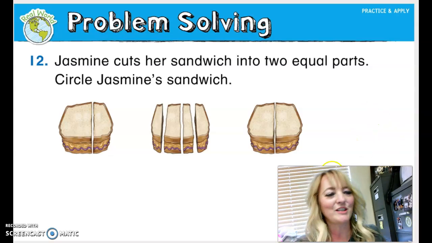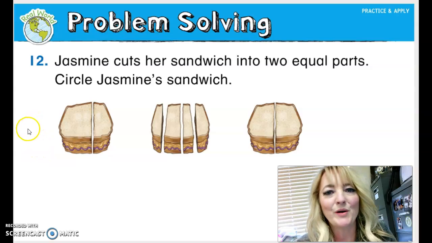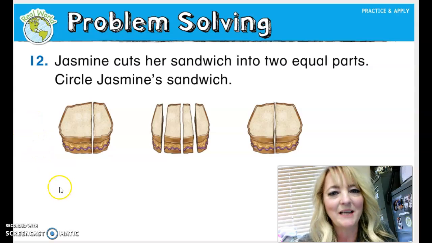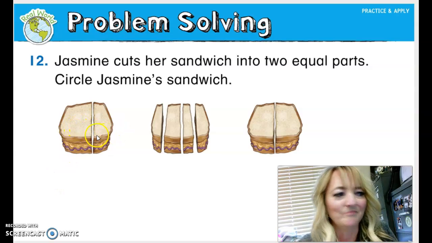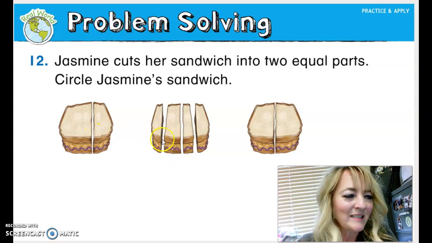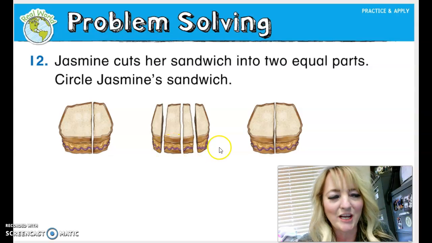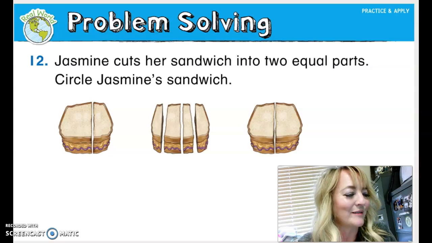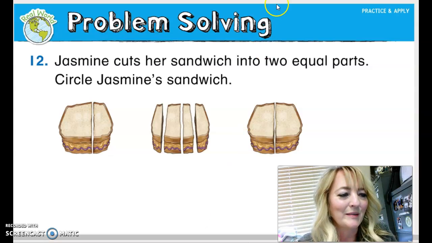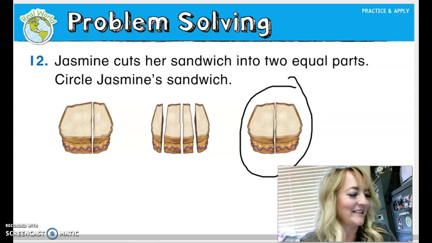Jasmine cuts her sandwich into 2 equal parts. Circle Jasmine's sandwich. So remember, equal parts means they're the same size. Each equal part is the same size and same shape. So is this the same size or the same shape? No, it can't be that one. How about this one? Well, it's divided roughly into 4, but those are not the same shape and the same size. How about this? Yeah, that's the sandwich I would want to share with Jasmine, wouldn't you? Because she divided it pretty equally into 2 equal parts. So go ahead and circle that sandwich.